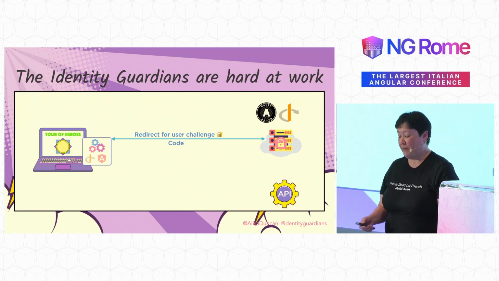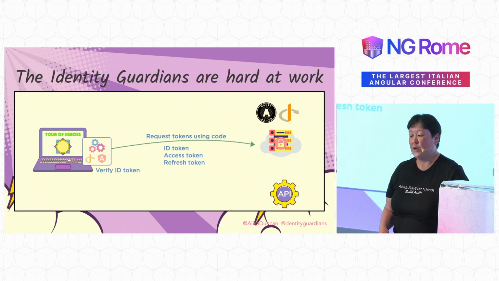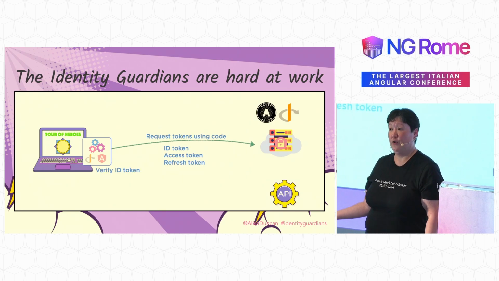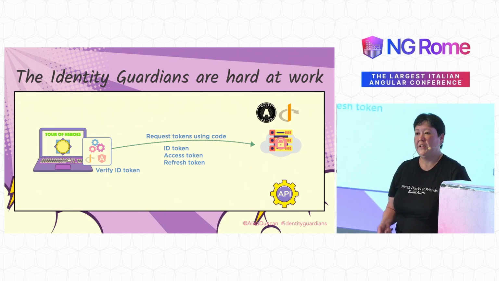Once that happens, you'll get back that authorization code. Then the client library makes a call using that code to the tokens endpoint to get back the ID token, access token, and refresh token. The OIDC client library then verifies the validity of the ID token, and then it'll deem the user as authenticated. But it's not done yet.